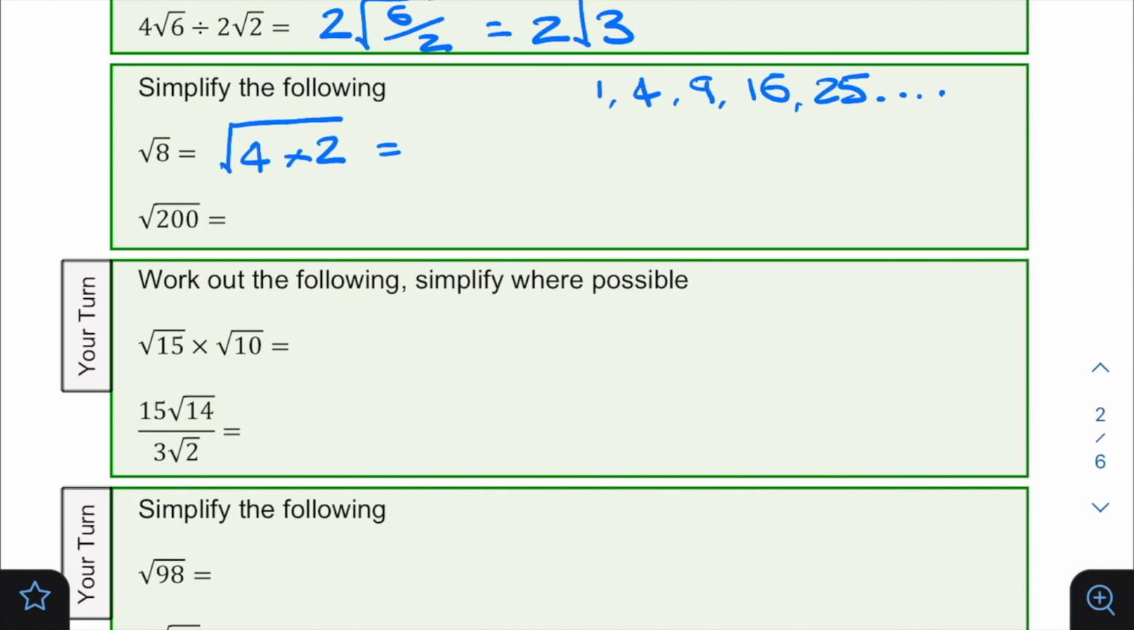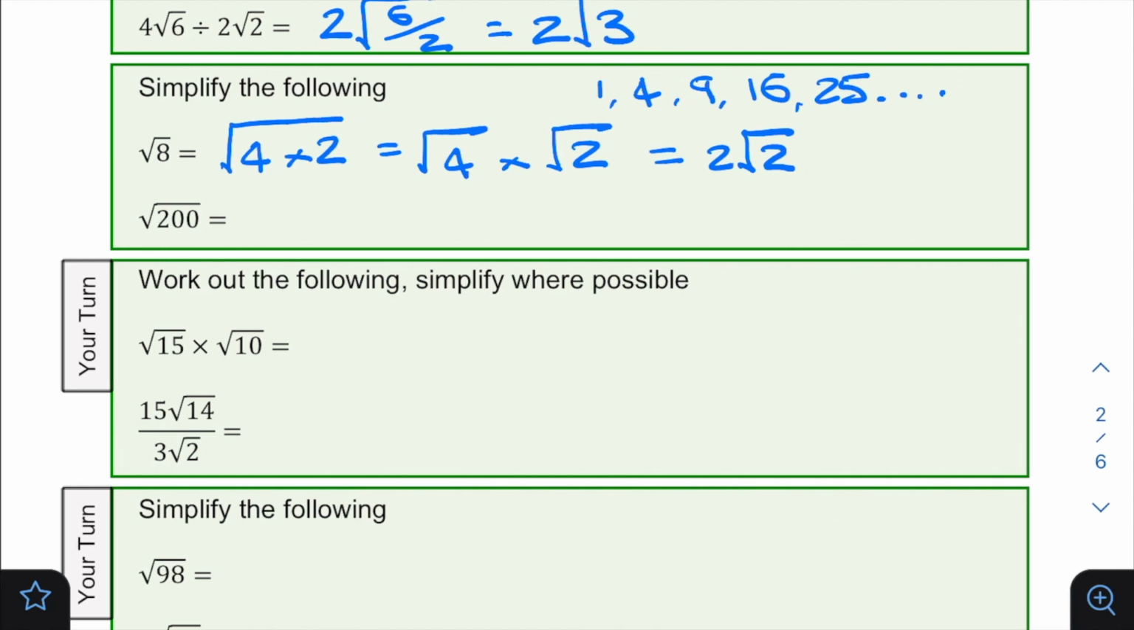Going back to this question though, simplify this down, and we are going to split it into 2 separate roots. So using that first law of surds. And then the whole reason that we chose a square number was because now we can actually square root that square number. The 2 is not a square number, but the 4 is. Square root of 4 gives us 2. And we can't simplify the root 2 any further. So we leave our answer as 2 times root 2, or 2 root 2 would be even better.